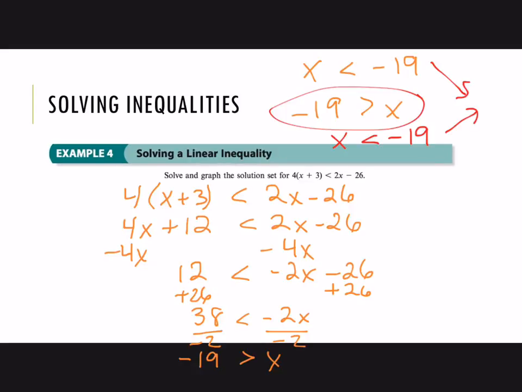All right, we do need to graph this one, so really quickly, here's negative 19, a few numbers on either side. Okay. I don't want to include negative 19, but I do want to include all the numbers smaller than that, to the left.